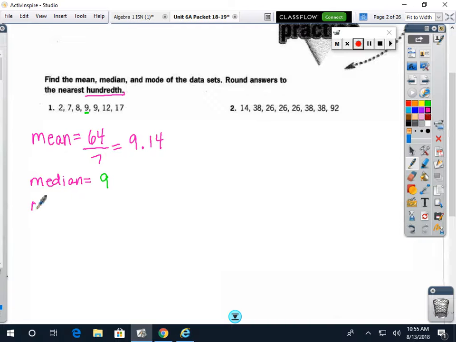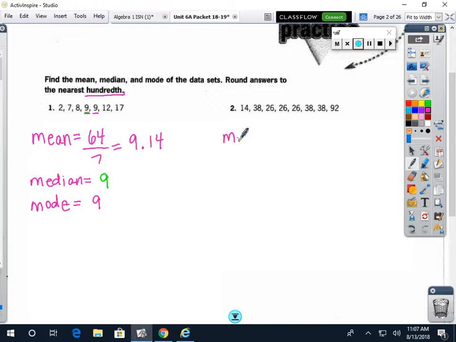Okay, now for mode. It is also 9 because 9 occurs the most. It occurs 2 times and the other ones just occur once. So 9 is your mode. Okay, now I want you to take a second and try mean, median, and mode for number 2.